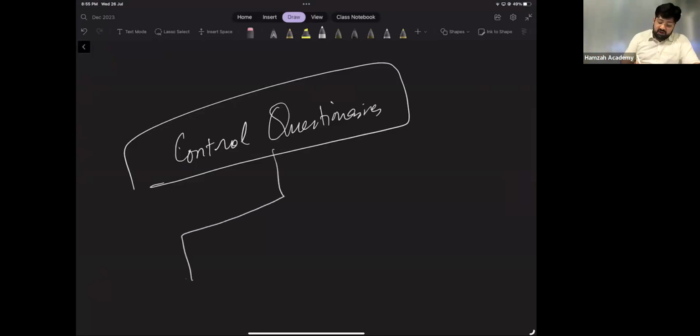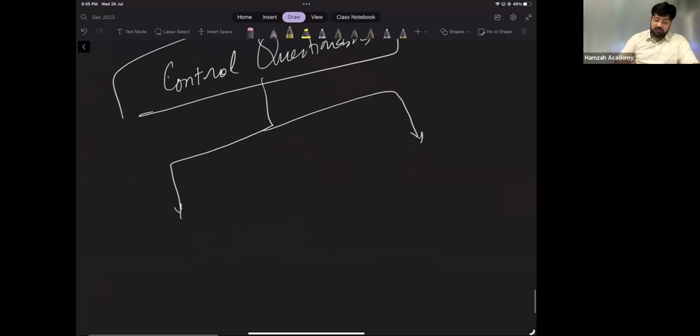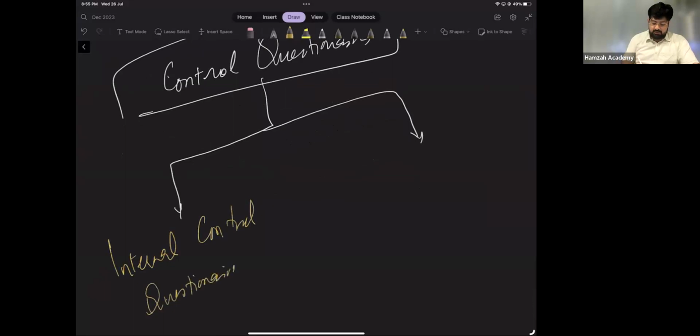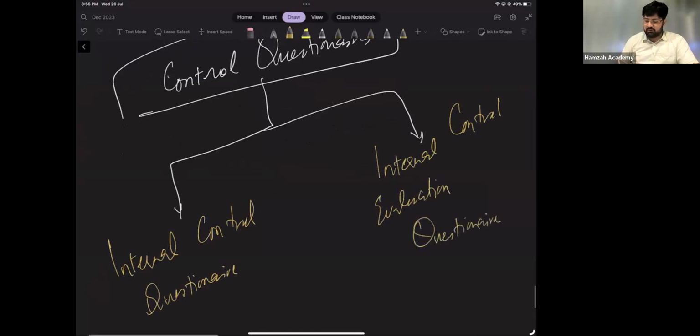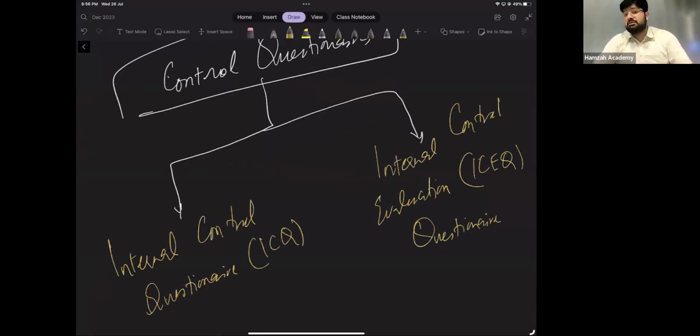So control questionnaires are of two types. One is called the internal control questionnaire, ICQ. The other is called the internal control evaluation questionnaire, ICEQ. ICEQ and ICQ.